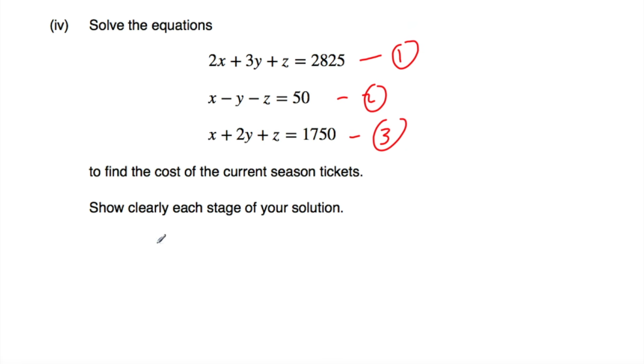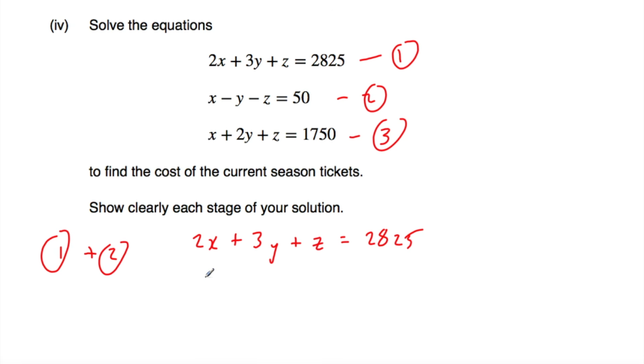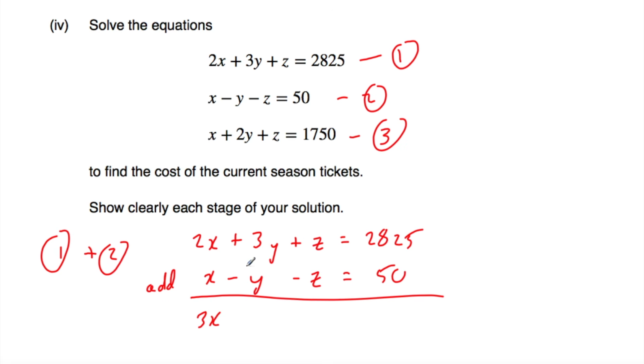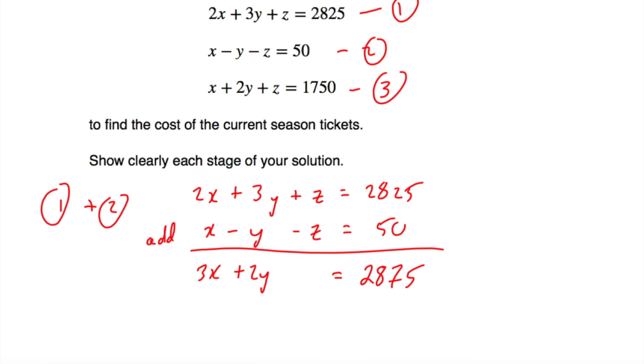So let's write that down. Equation 1 plus equation 2. Equation 1 is 2x plus 3y plus z equals 2,825, and equation 2 is x minus y minus z equals 50. If we add the two equations together, 2x plus x is 3x. 3y plus minus y, well, minus y plus 3y would be 2y, so plus 2y. Then minus z plus z is equal to 0. Then if we add together 2,825 and 50, we get 2,875. So that's what we get when we add equation 1 and equation 2, and you'll notice there's no z's there. Let's call that equation 4.